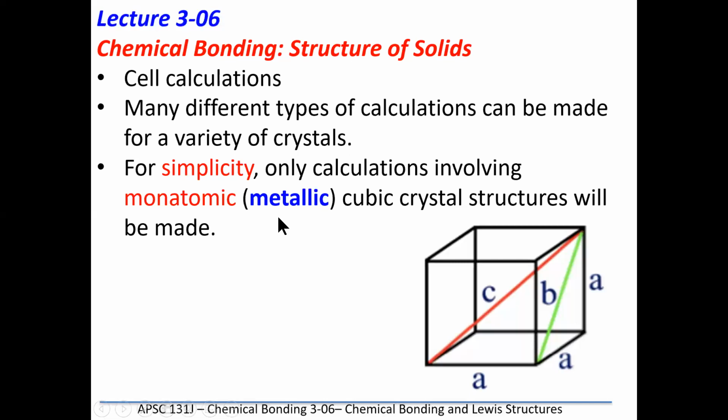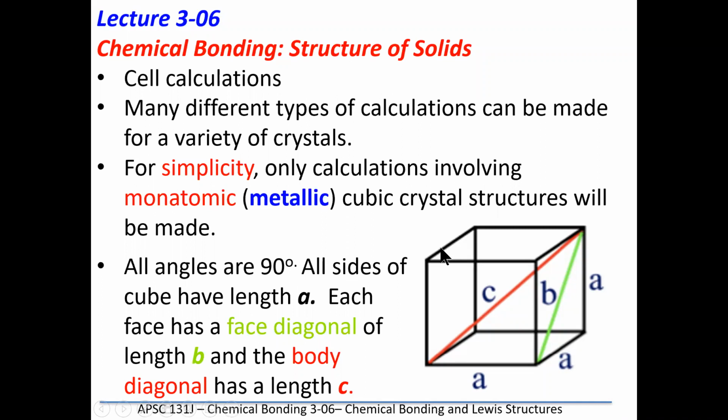So we're going to deal only with simple crystal structures. We're going to deal only with monatomic metallic cubic crystals, so crystals of silver or gold or copper, just to keep it basic. Now, all angles in our cells will be 90 degrees, and I'm going to refer to the side length as the letter A. And of course, these will be perfect cubes. So the volume of this would be A times A times A.